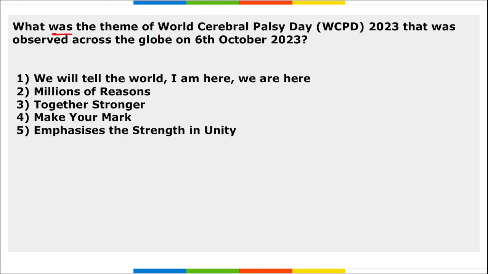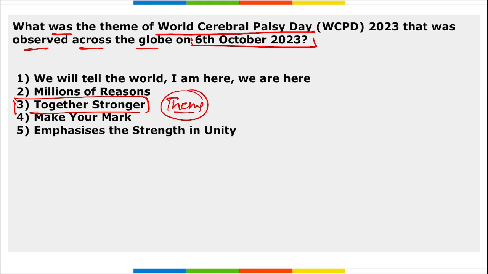Next, what was the theme of the World Cerebral Palsy Day that was observed across the globe on 6th of October? So what is the theme of the World Cerebral Palsy Day? It is Together Stronger. This is the theme for the World Cerebral Palsy Day observed on 6th of October.